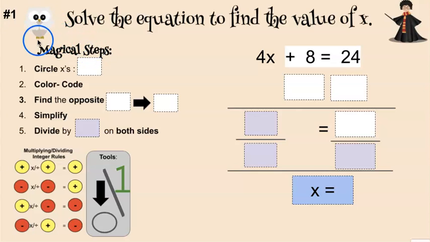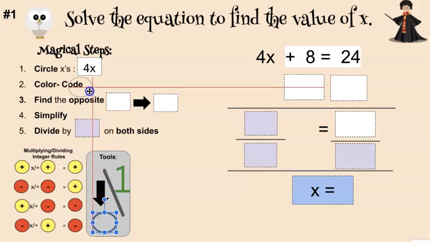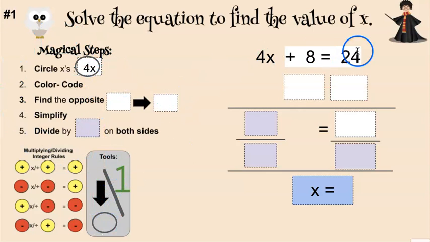Today we're going to have our magical steps look a little bit different, but we're going to be doing the same steps. First, circle the x's. So you look over here, where is our x? 4x right here. So we're going to type 4x. It says circle, so we're going to circle it here. We want this side to represent what we're going to do over here. So we're going to get another circle and circle our 4x.